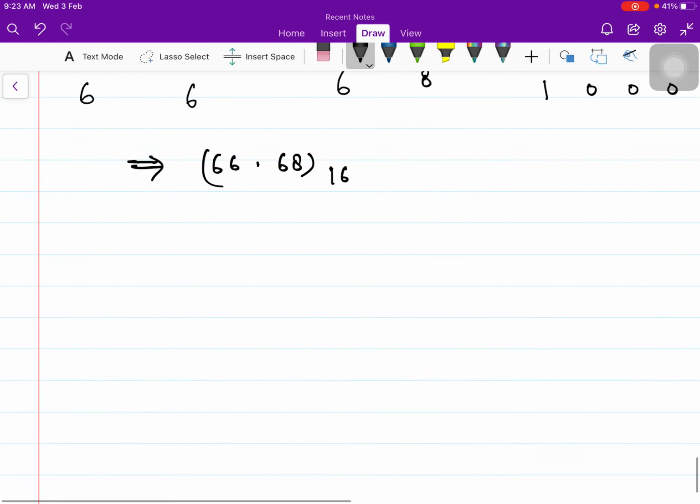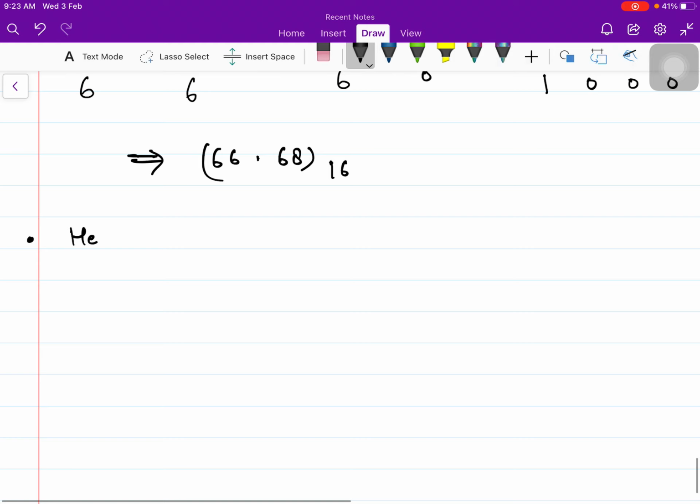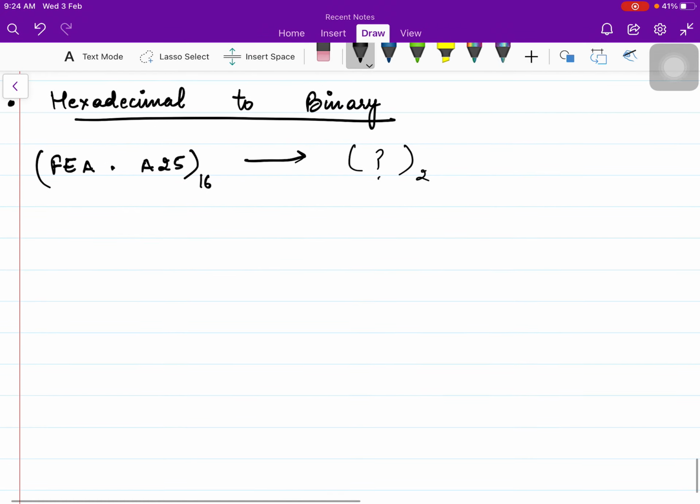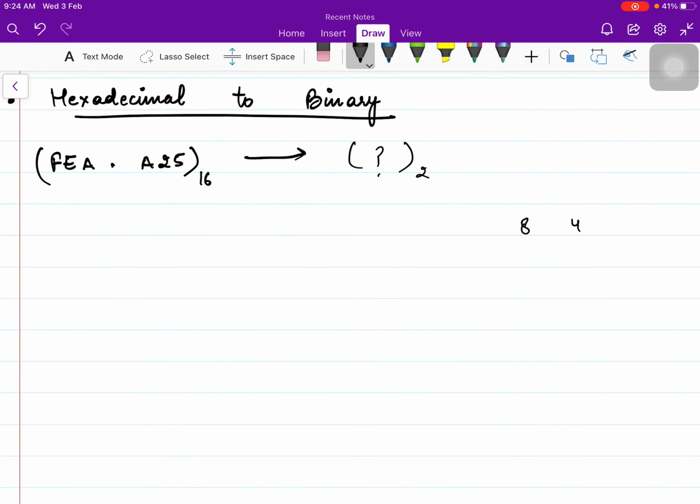Now let us convert hexadecimal to binary, that is the opposite. Hexadecimal to binary. Now if you are given a number like this, and you have to convert it into binary, so how do we convert? Again we are going to use the set 8, 4, 2, 1, and we will represent each digit of hexadecimal in a group of 4.